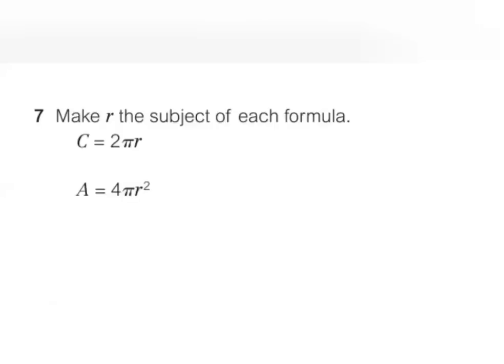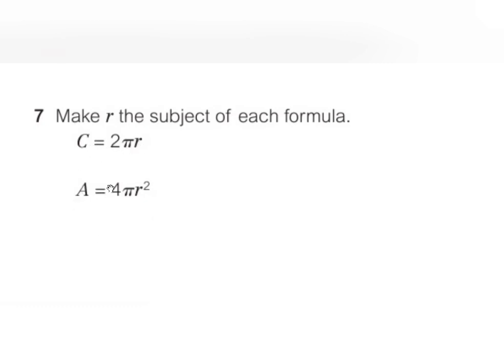In this video we're going to talk about changing the subject. Question 7. Make R the subject of each formula. Now here we have this formula, C equals 2 pi R. This is the formula of the circumference of a circle, C equals 2 times pi R.